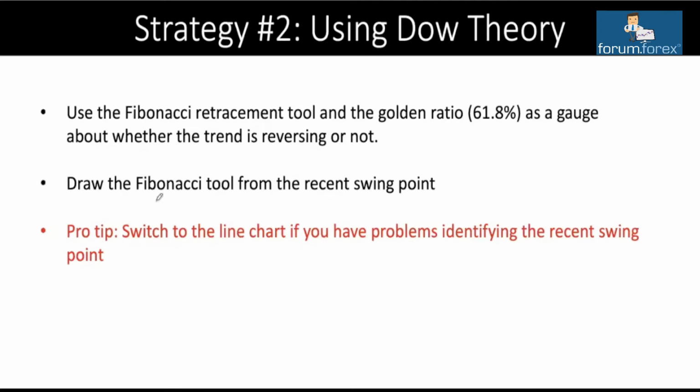Then the next thing you want to do is grab this Fibonacci tool and use it from the recent swing point. Again, I'll go into the chart to show it to you. I also have a pro tip over here. If you're new to trading and you can't really identify swing points, you can't identify which swing points you should be using, then you want to switch to the line chart. The line chart will show you precisely where you should be drawing the Fibonacci tool from. So now let's go into the charts, and I want to show you how to do it.